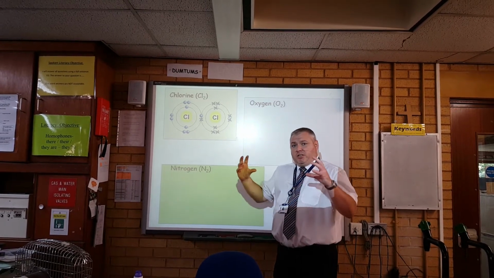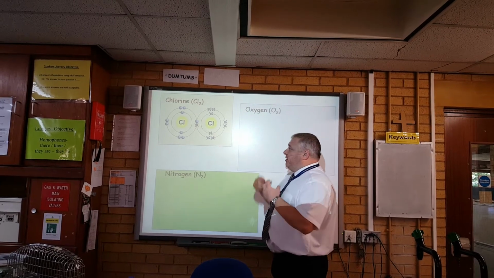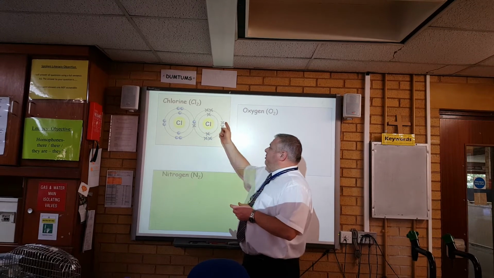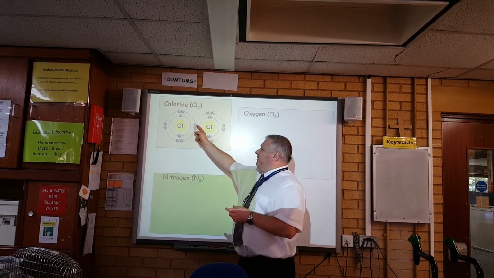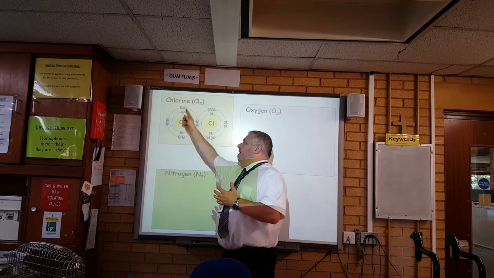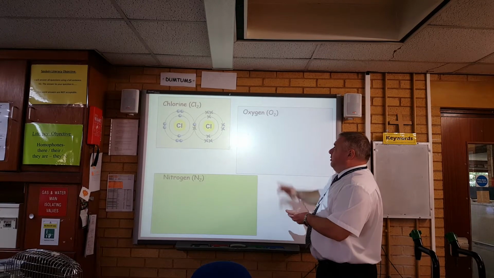Just like the hydrogen, if they share 1 electron each, that would then make both outer shells full, because if we look at this one, 1, 2, 3, 4, 5, 6, 7, 8, and then exactly the same with the other one, 1, 2, 3, 4, 5, 6, 7, 8. So that's what makes a chlorine molecule.